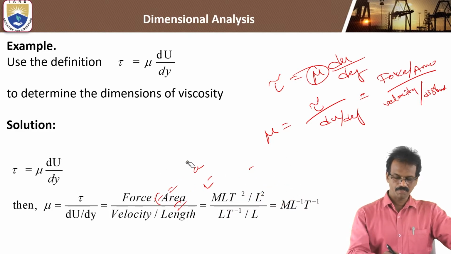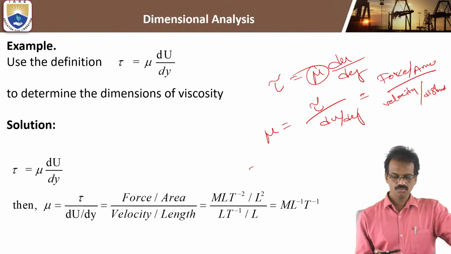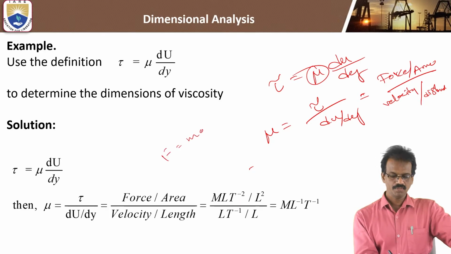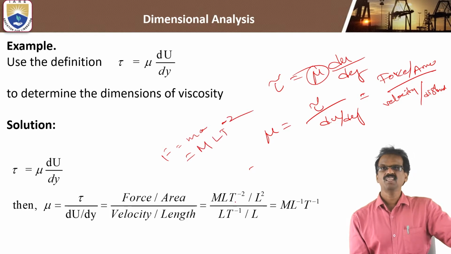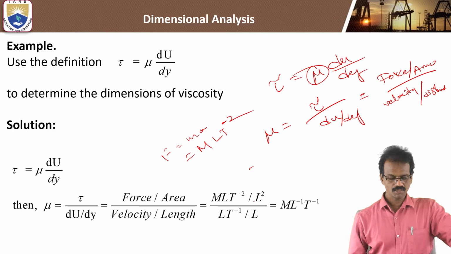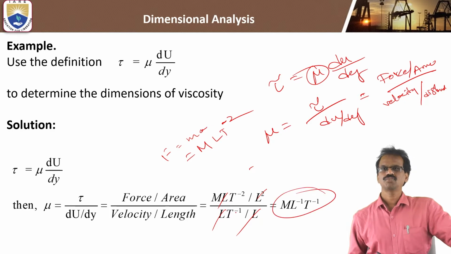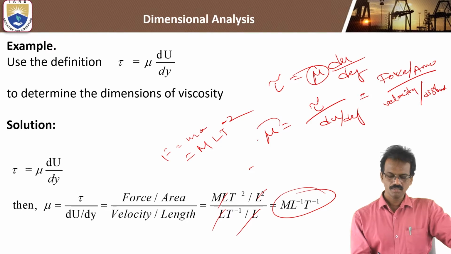Just here I'm explaining. Okay. So force is equal to M L T minus 2, because force is equal to mass into acceleration, M is mass, L T minus 2 is acceleration. So M L T minus 2 by area, which is L square, velocity L T minus 1, and distance is length L. So if you cancel the L, finally we'll get M L minus 1 T minus 1. This is the unit for the viscosity.